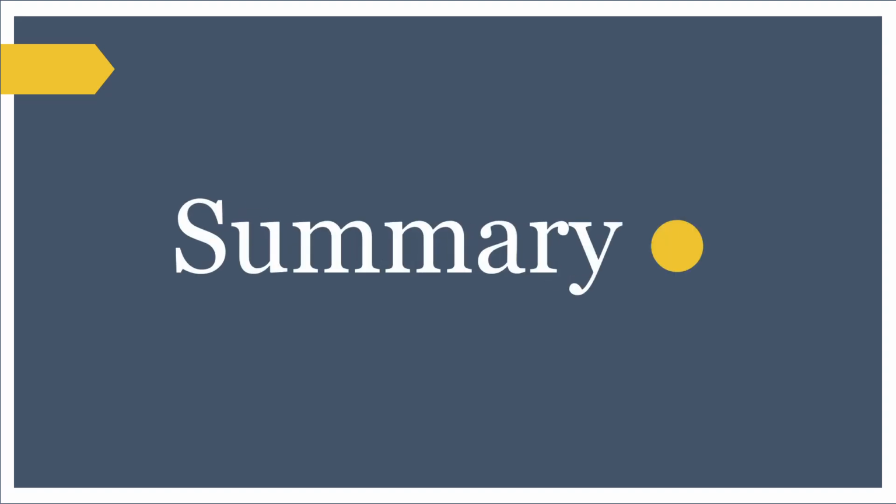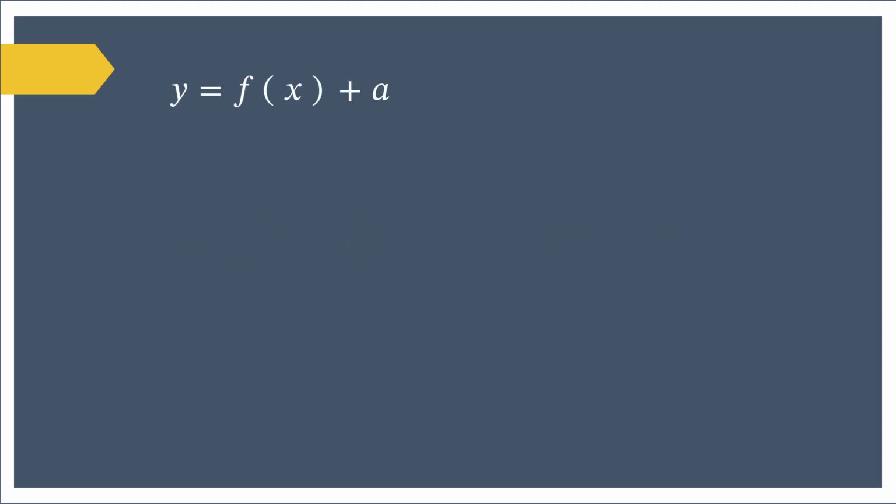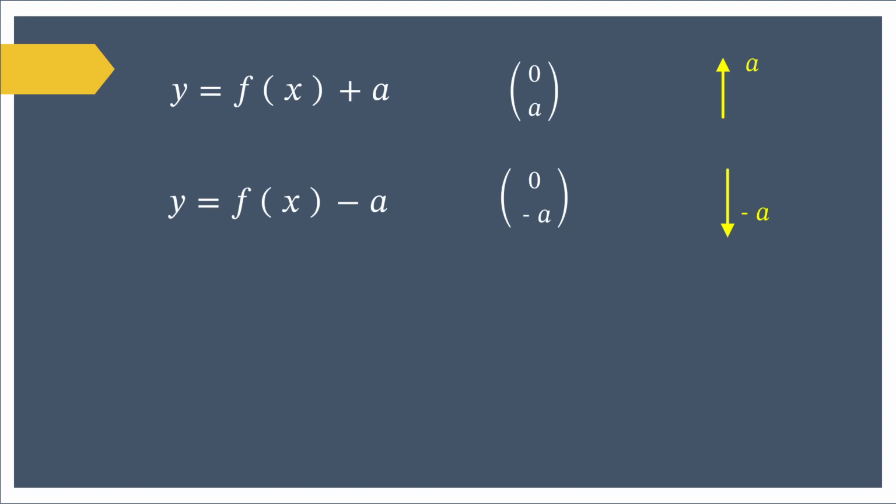So let's have a summary. We're saying the graph of y = f(x) + a is represented by the matrix (0, a) and is a shift by a units upwards parallel to the y-axis. The graph of y = f(x) - a is represented by the matrix (0, -a) and is a shift of the graph of f(x) downwards by a units. The graph of y = f(x + a) is represented by the matrix (-a, 0) and is a translation or shift of the original f(x) graph in the negative direction by a units.